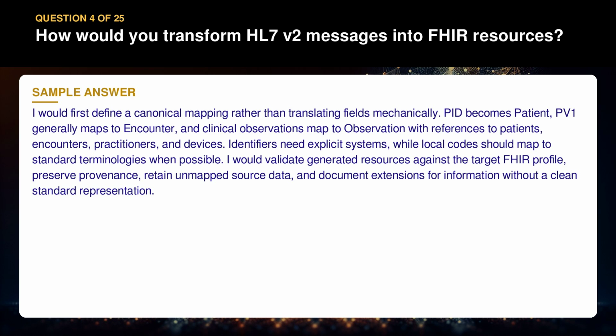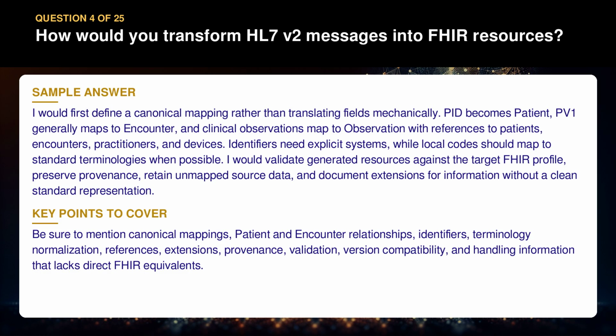I would validate generated resources against the target FHIR profile, preserve provenance, retain unmapped source data, and document extensions for information without a clean standard representation. Be sure to mention canonical mappings, patient and encounter relationships, identifiers, terminology normalization, references, extensions, provenance, validation, version compatibility, and handling information that lacks direct FHIR equivalence.